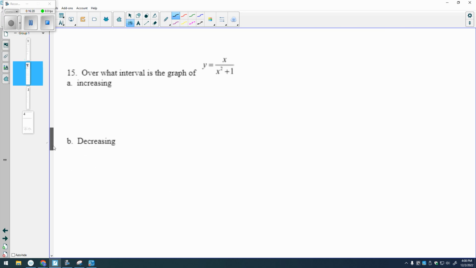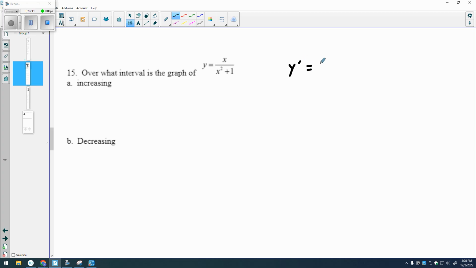15. And this is where I didn't get any more done ahead of time, so I'll just have to start doing them as we go. So, question 15, over what interval is the graph of that increasing? Increasing is where my derivative is positive. So my first step is to find the derivative.